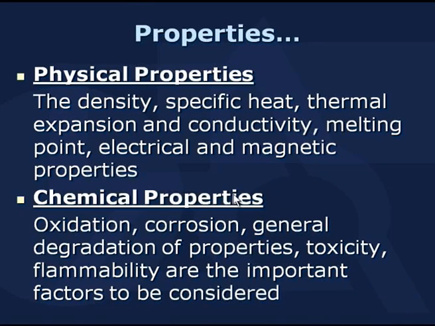Then we have chemical properties like oxidation, corrosion, general degradation properties, toxicity, flammability. These are important factors that have to be taken into account when we select a particular material. So, till now we have seen three important properties which have to be taken into account: the mechanical properties, the physical properties, as well as the chemical properties. Specifically, we can take an example of corrosion.